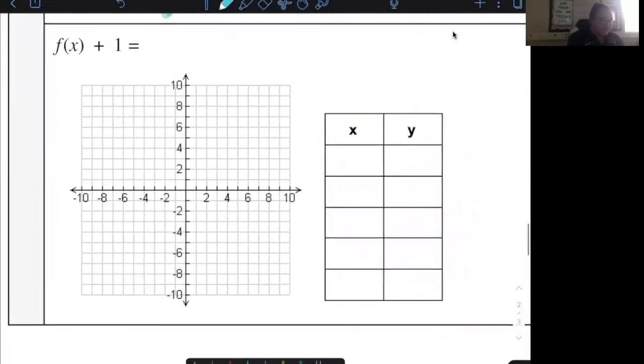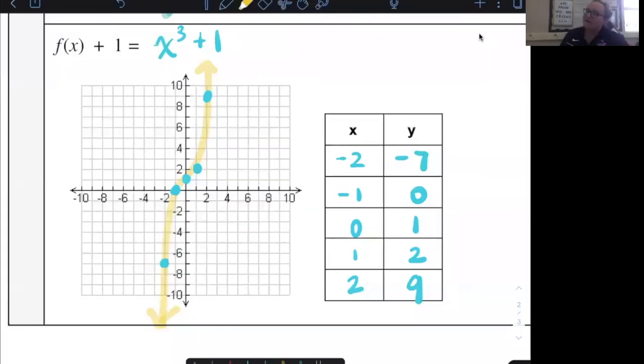Now you're going to take f of x and add 1. So you're adding 1 to the entire function. Write your new equation, and are your x values changing? Are you adding 1 directly to x or to the whole function? Your x values are not changing, so you can still use negative 2, negative 1, 0, 1, and 2. All right, go ahead and find your new points, write your new equation, and press pause, press play when you're ready to check your work.